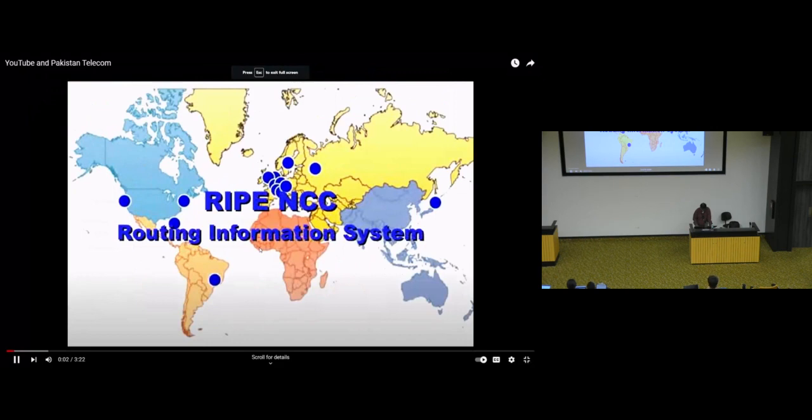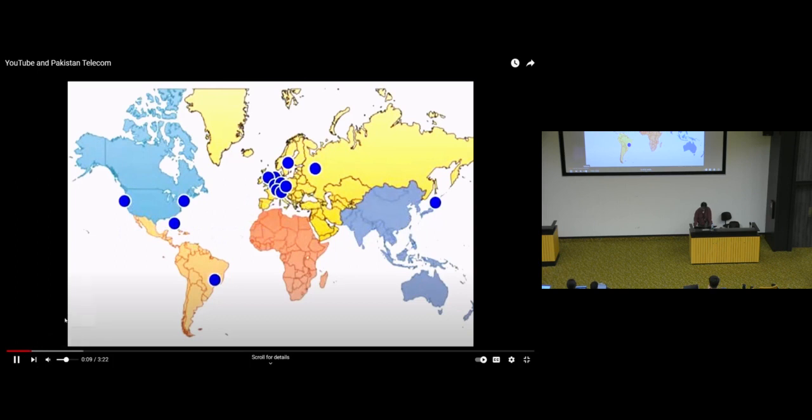The RIPE NCC operates 14 route collectors worldwide. These collectors receive BGP updates from almost 300 peers. Yeah, this is the company I was talking about, where they are monitoring worldwide, and they saw this hijack, and it's a really nice visualization.